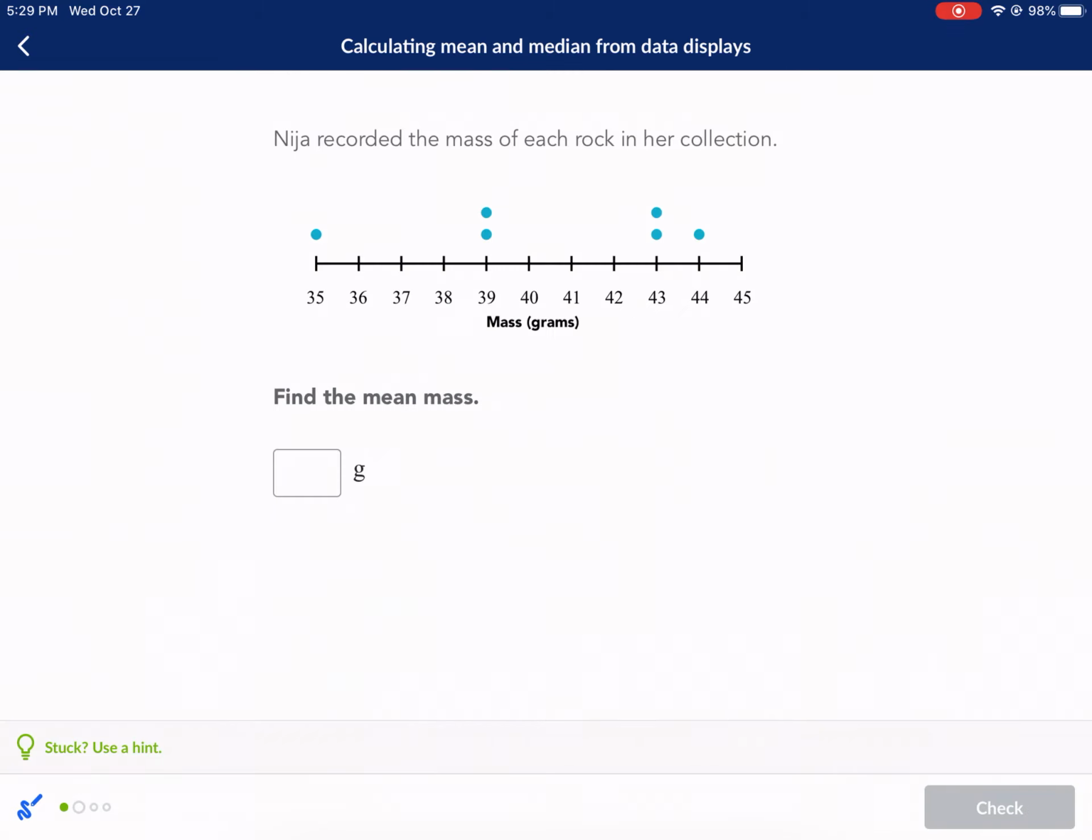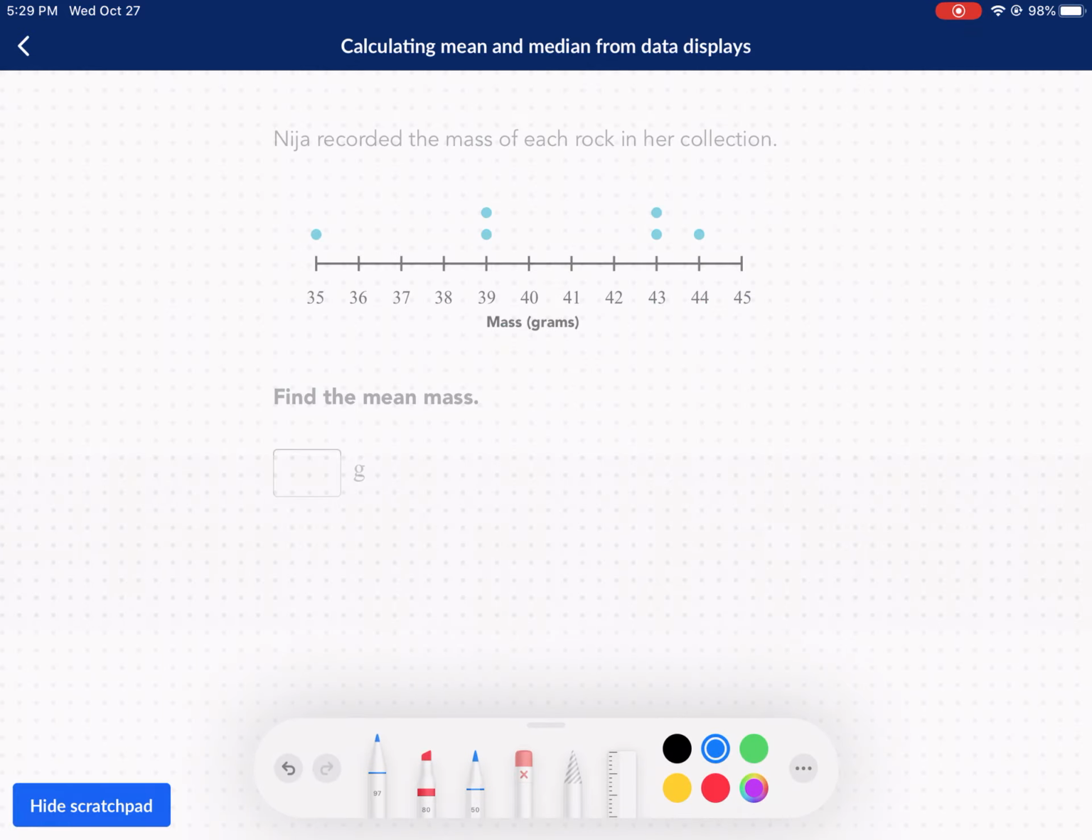Okay, next question. Nija recorded the mass of each rock in her collection. Find the mean mass. So this one is a dot plot. This one's a little bit easier, but let's go ahead and start with calculating the mean for this. So for the mean, mean is the same thing as average, writing this out, is the sum divided by the count. The count just means the number of people that reported, or how much is in the data, how many numbers. So here there are 6 data points, so we know our count is 6.